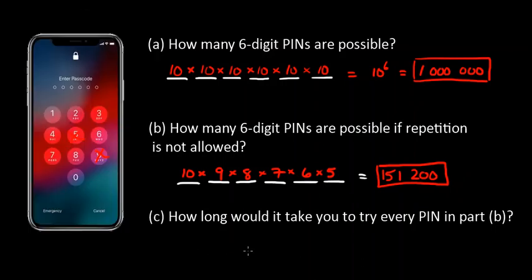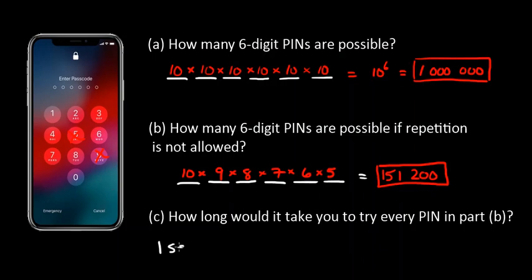Part C, how long would it take you to try every PIN in part B, just to show you how secure this smartphone is, assuming that somebody didn't just use 1, 2, 3, 4, 5, 6 or something kind of silly like that, which unfortunately is pretty common with PINs, but we won't assume that. We'll assume that somebody used a random number generator and got a 6-digit PIN that was completely random and not based on birthdays or nicknames or anything like that. So how long would it take us to crack this phone trying every single PIN? Well, an absolute eternity.